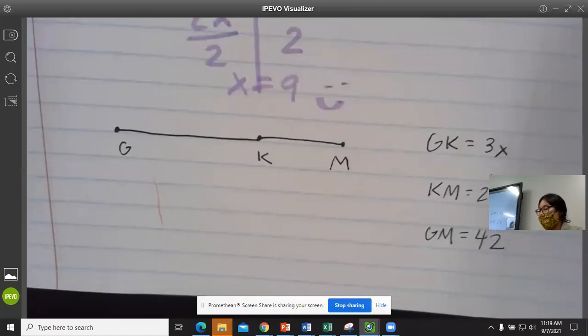So from G to K, it's 3x, so label that. From K to M, it's 24, and the whole thing is 42. It's not drawn to scale. For to scale, I would have to get a ruler and mark it off, that kind of thing. Okay, so let me walk around and put a check if it's labeled. Once you get this check, go ahead and start doing your segment addition.